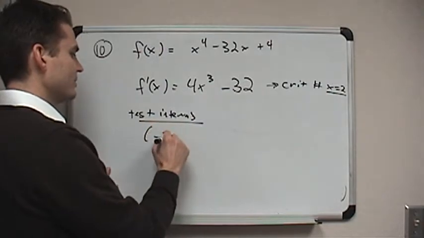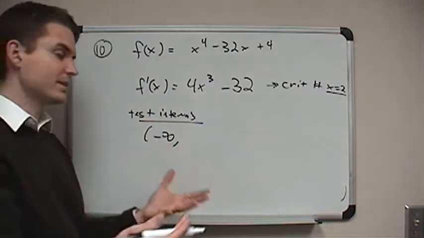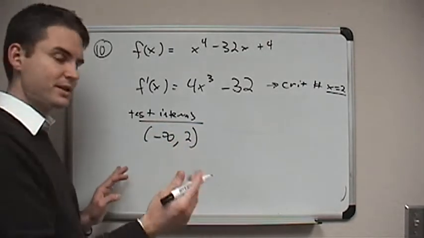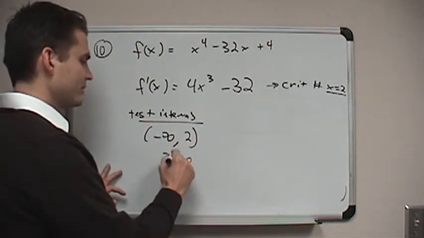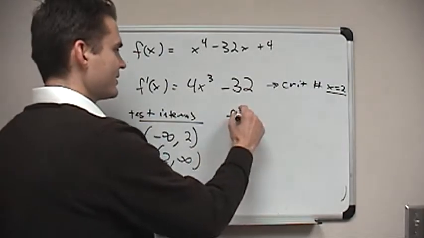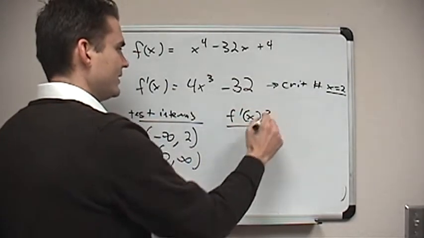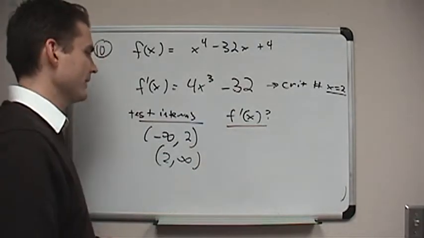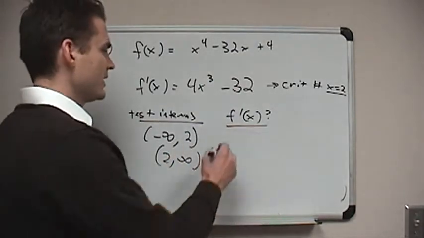So remember, we can look at these test intervals. There's only going to be 2 test intervals for the function being increasing or decreasing. From negative infinity to 2, it's going to be increasing or decreasing. And from 2 to infinity, it's going to be increasing or decreasing. So what we need to figure out is where is the derivative positive, where is it negative? What is it on each of these intervals?